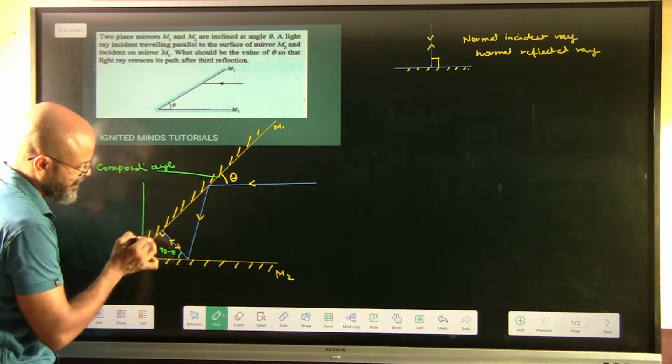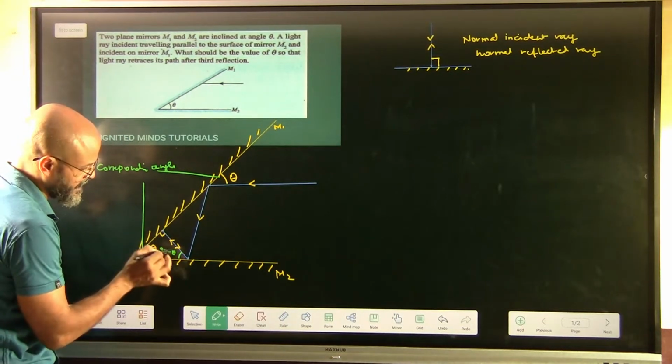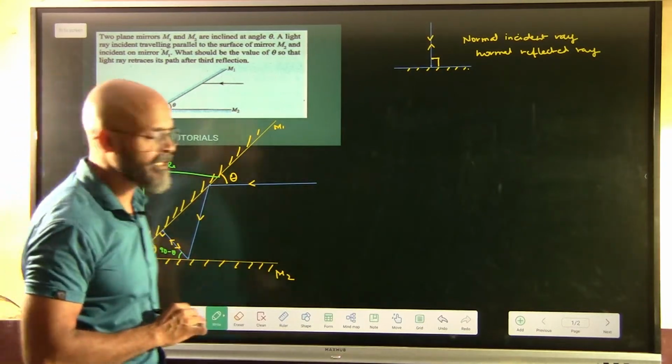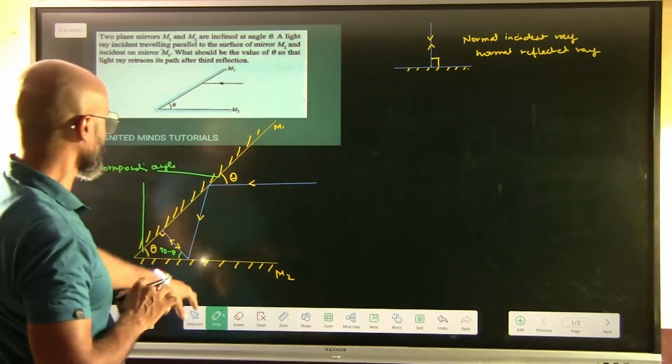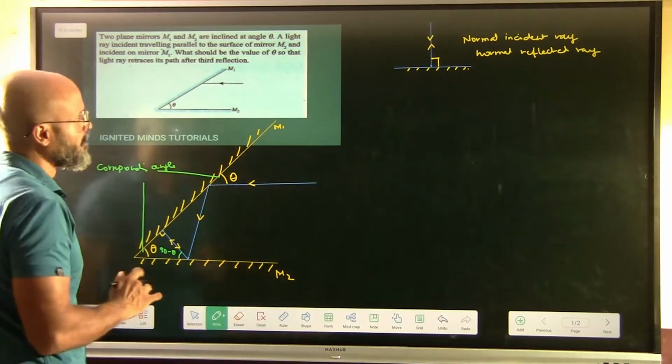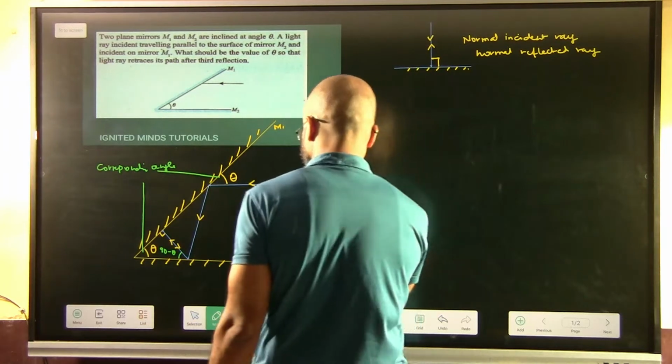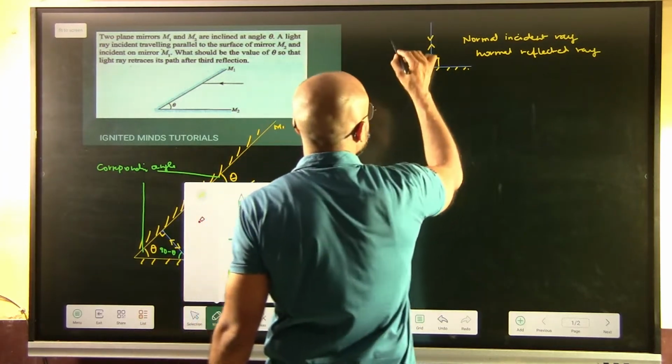Look at this triangle. If this is theta and this is 90, obviously this one will be 90 minus theta. I am not going into the naming part here; I am just clarifying the concept that will be used to crack this problem. Now let's look at the glancing angle. So let's say this is an incident ray.